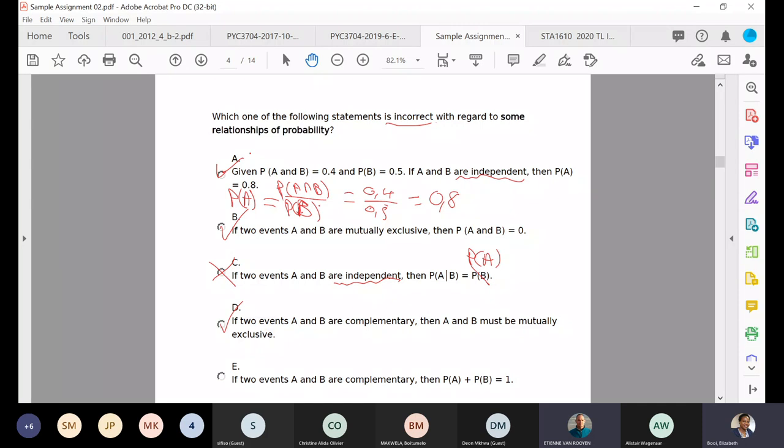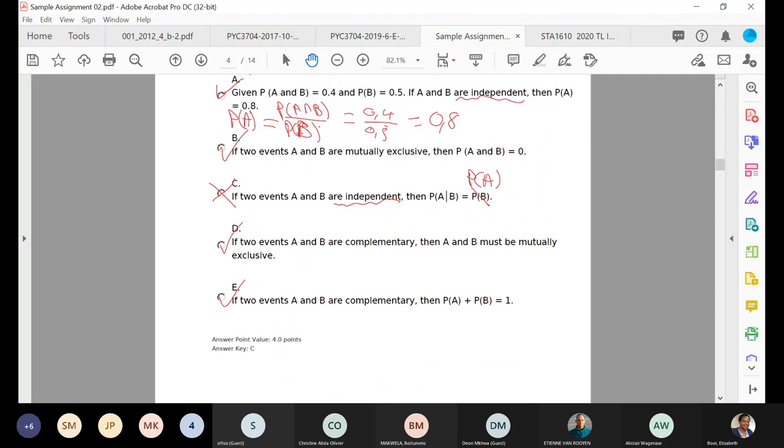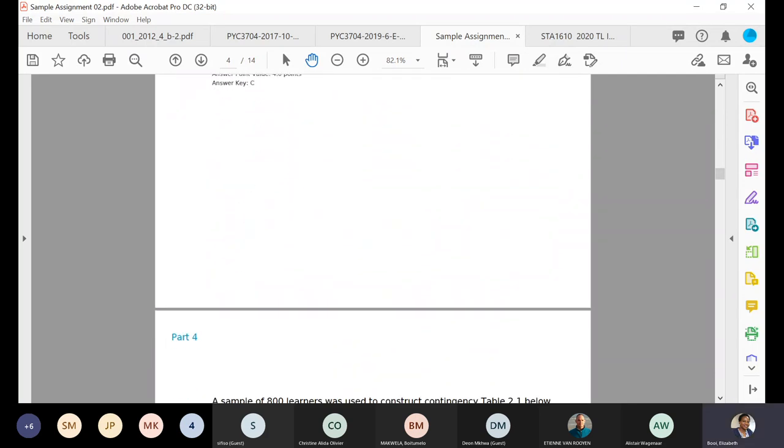Okay, so if two events A and B are complementary, then the probability of A plus B equals 1. That is correct, because the sum of all probabilities should be equal to 1. C is the incorrect one.